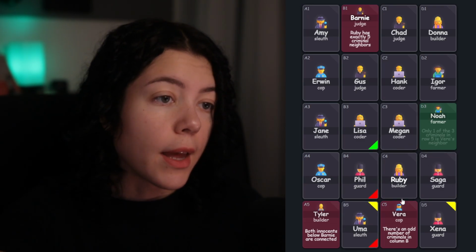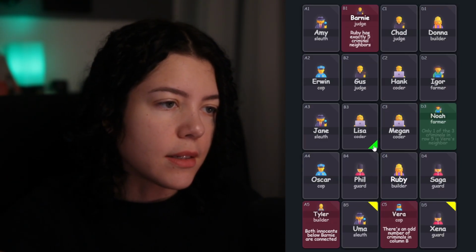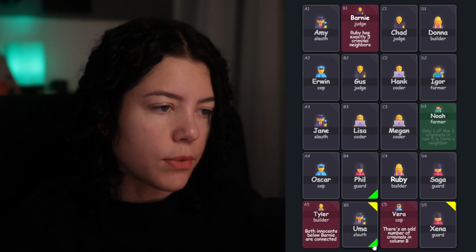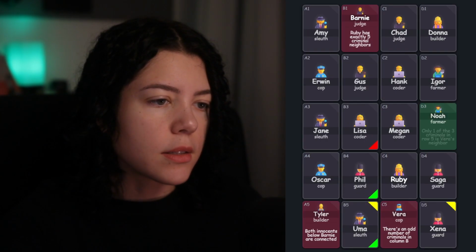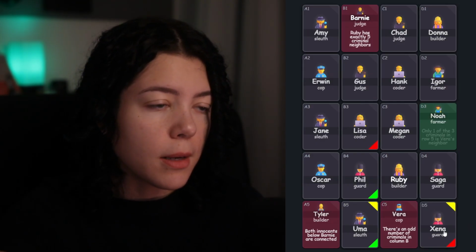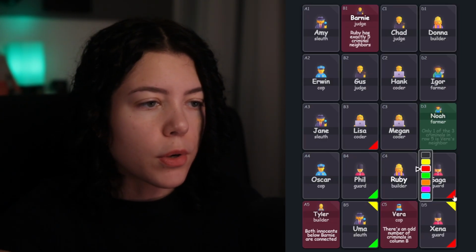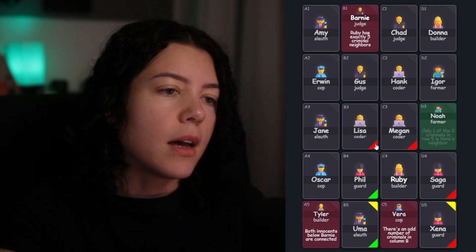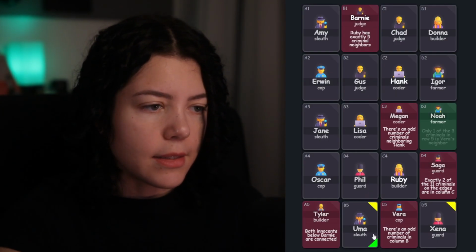If, on the other hand, there's 2 innocents here in this column neighboring Ruby. Let's say that Uma and Phil are both innocents. Lisa would then be a criminal, and now Ruby has... Zena would then be a criminal. Ruby has 1, 2, 3 criminals neighboring her, which means that both Megan and Saga would have to be criminals to total 5. So we figured out that both Megan and Saga are always criminals. Nice, very nice.